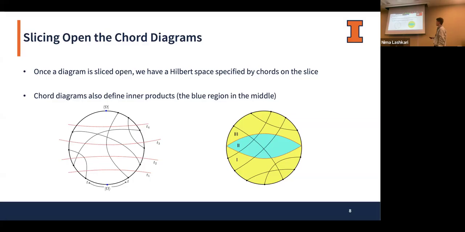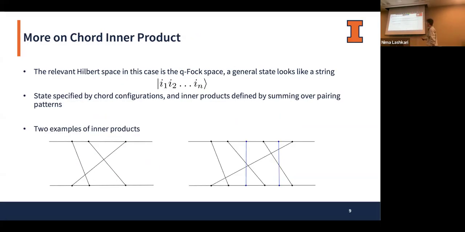And you can say that this upper subregion prepares a state with 3 chords here, and this lower subregion prepares a state with 3 chords here, and the inner product is calculated by this region. So basically, the inner product is done by counting the crossings, right? The relevant Hilbert space in this case is a Q-Fock space.